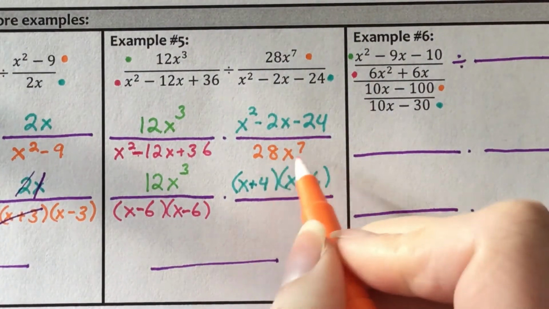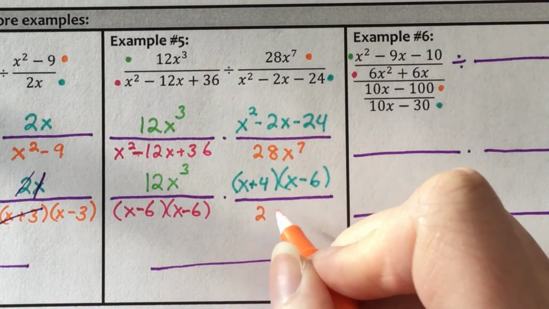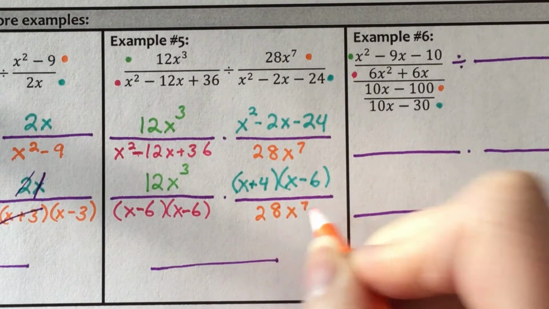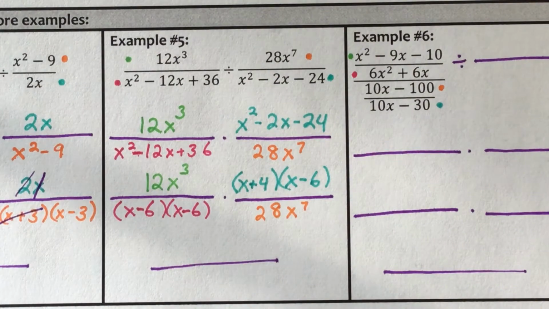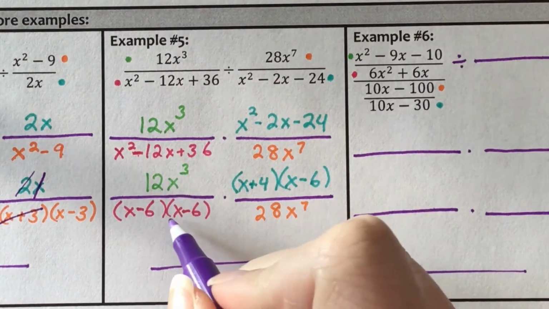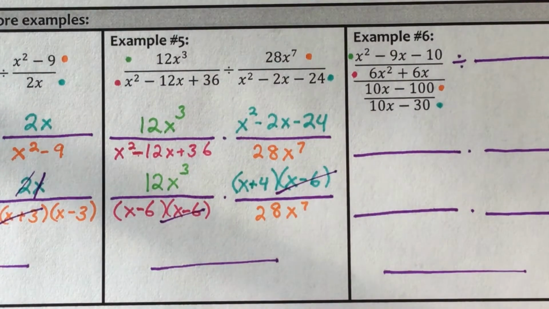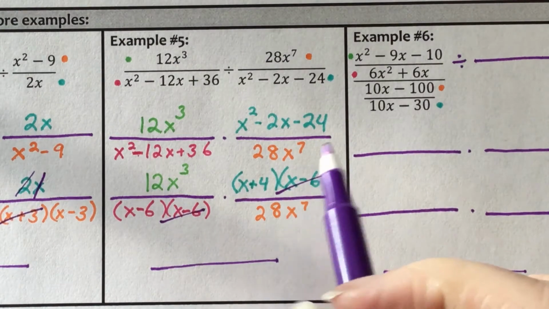And then the denominator is only one term, so it does not simplify. It's still just 28x to the 7th. Okay, let's do some crossing. We got an x minus 6 on the bottom and on the top. That is all that we can cancel from what we've got.